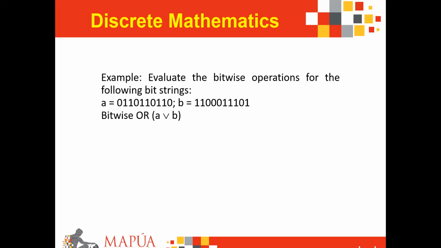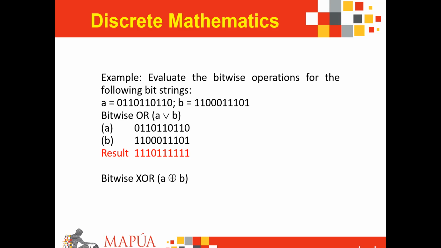You could also perform a bitwise OR on the following bit strings A and B. Therefore, your respective bitwise OR result would eventually have this given bit string. You could also perform a bitwise XOR, given by our corresponding symbol here, for our bit strings A and B. Hence, our bitwise XOR result would now be like this.